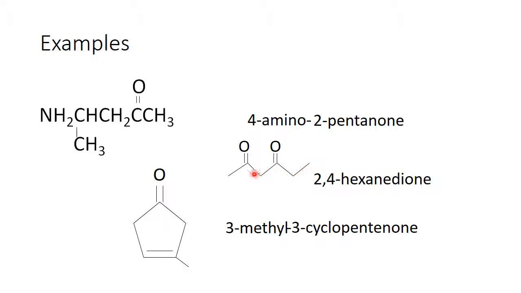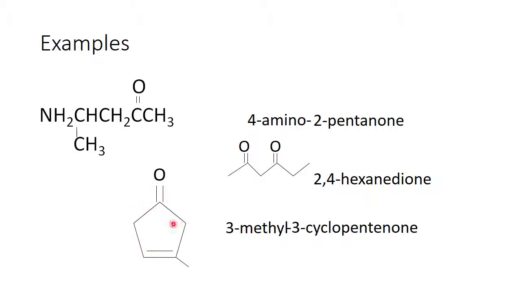If I look at this dione down here, I see there are 6 carbons, so I'm going to call it hexanedione. Where are they located? The lowest numbers chosen would give you 2,4, so it's 2,4-hexanedione.